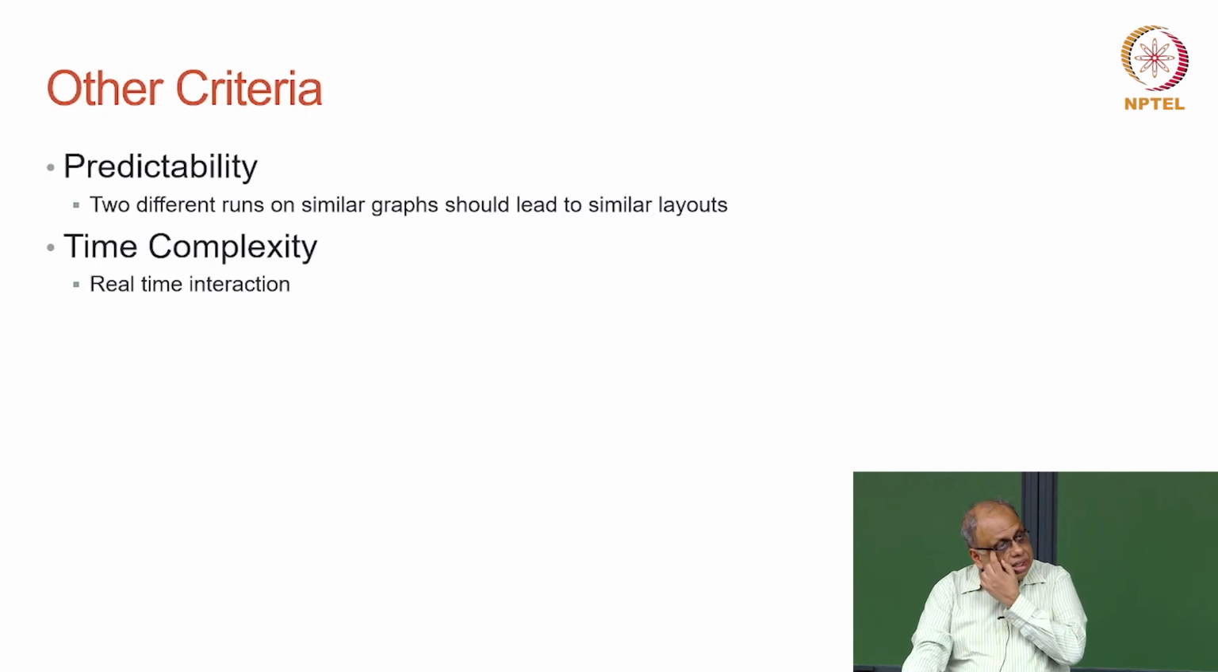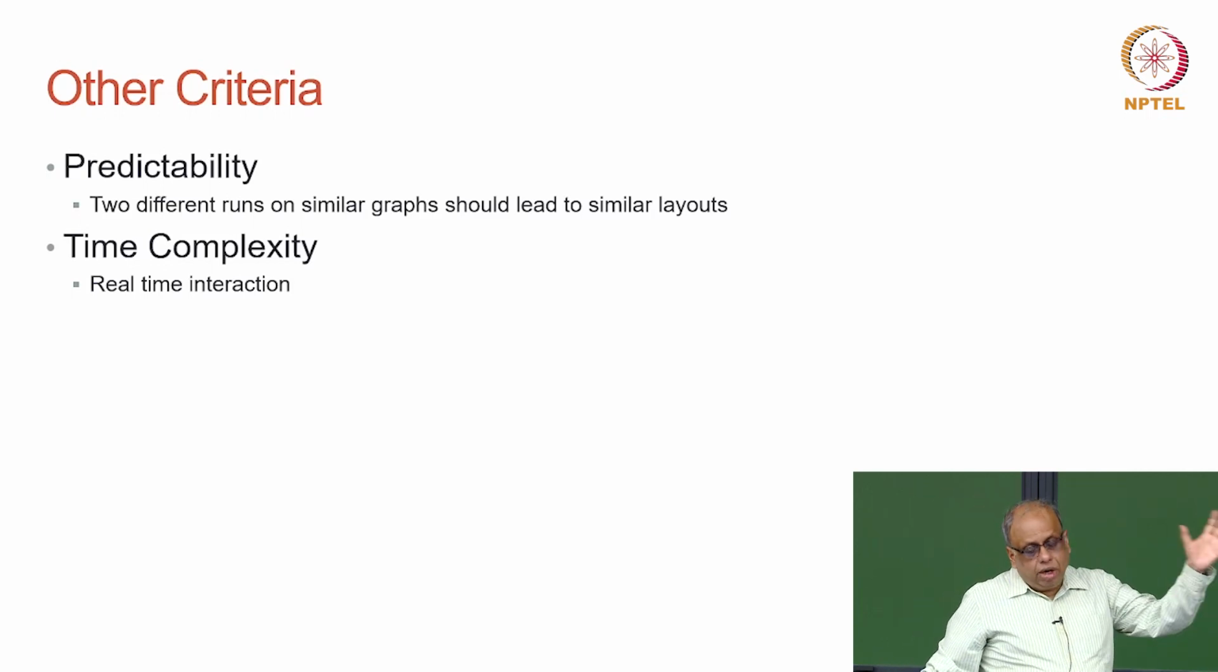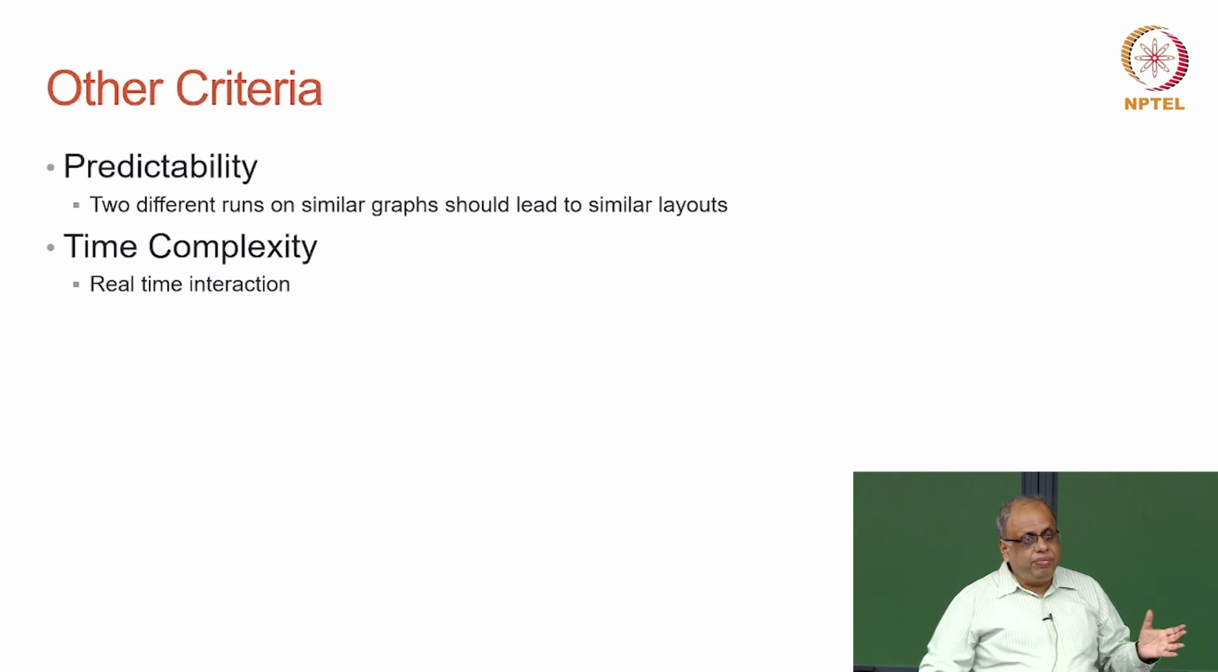Also, two other criteria are important when you want a computer algorithm to produce the graph layout. First is predictability. What does predictability mean? Suppose you have a graph algorithm that, given a graph, produces a layout of the graph. If the algorithm is run twice, both times it should produce the same layout. It should not be that the first time it produces one layout and the second time a totally different layout, because each time you run the algorithm, getting a totally different layout would be very confusing for the user. And also time complexity.